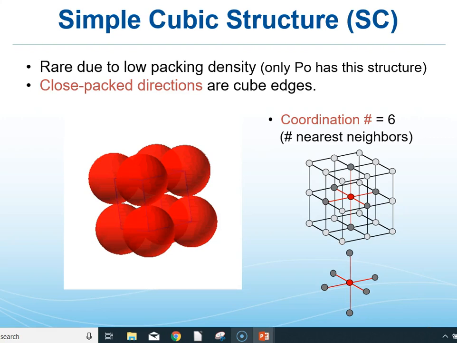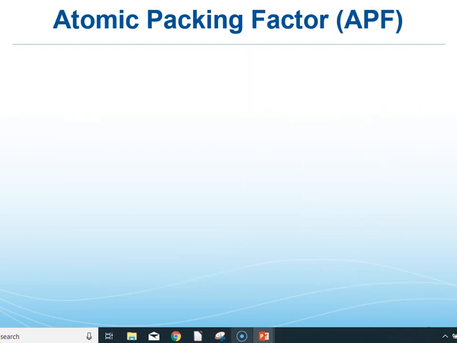Obviously, the lower the coordination number, the more void space there's going to be. The less of the volume of that unit cell is being taken up by atoms, and the more by space between them. Atomic packing factor. This is one of the first characteristics that we'll learn that relates to important properties, notably density.